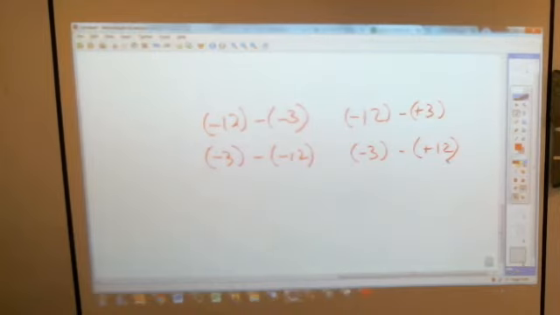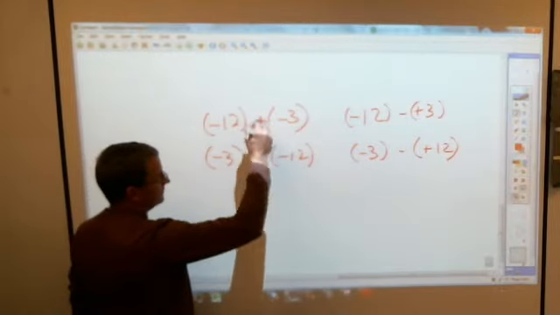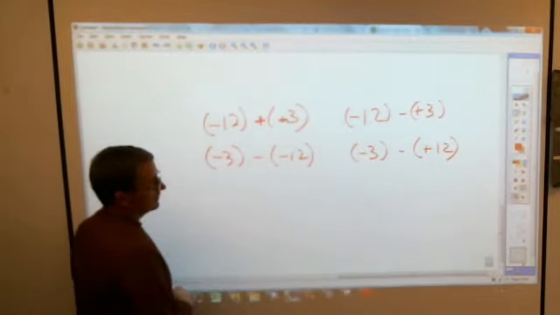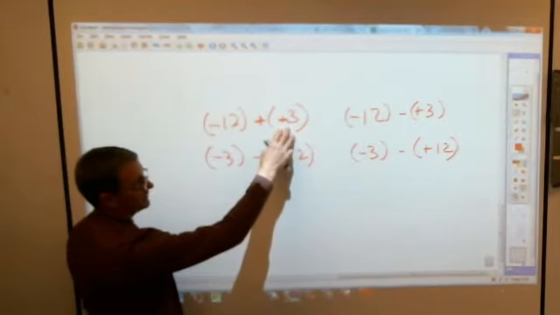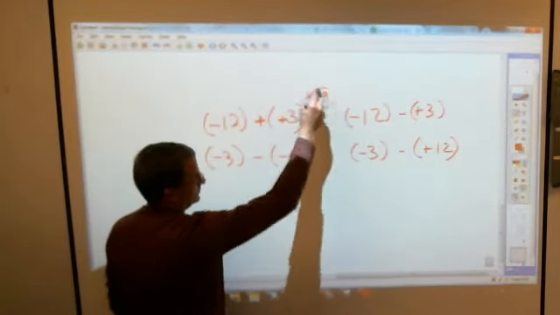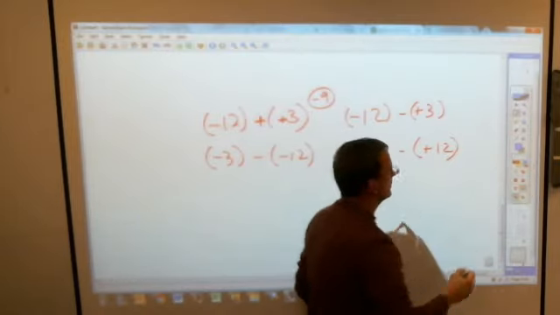Who wants to be brave and daring on the first one? What is a negative 12 minus a negative 3? Madison says negative 9. Caleb says negative 15. Well, let's look. Did we change the signs? Instead of subtracting a negative, did we add a positive? 12 negatives, 3 positives, negative 9. Right?